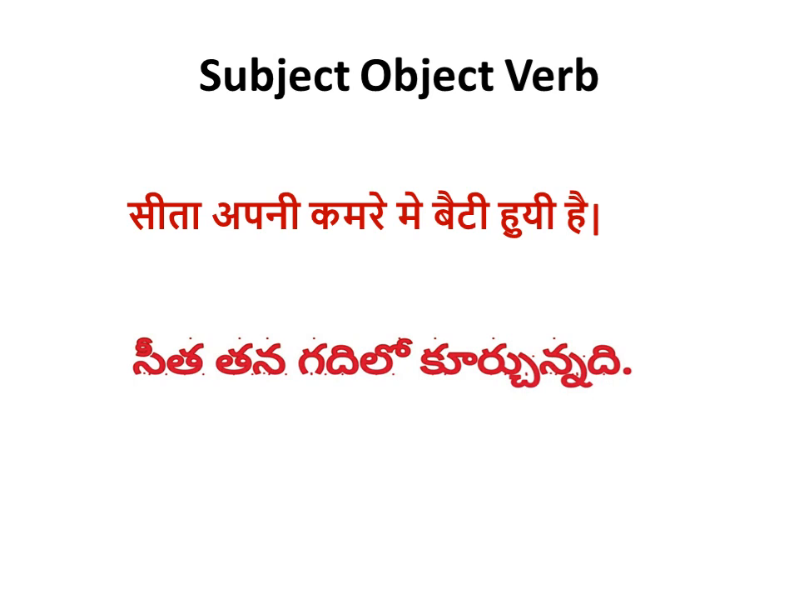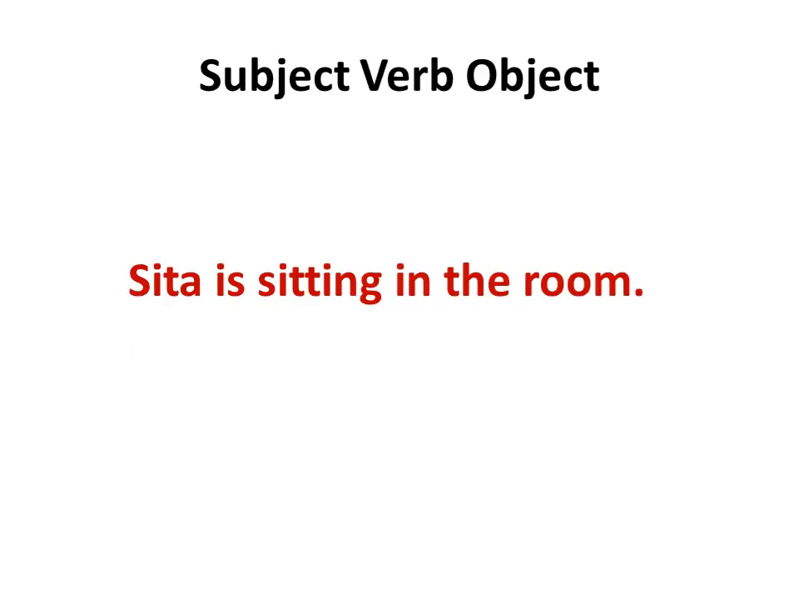Now, let's see the same sentence in English. Sita is sitting in the room. Here, you can see that Sita is the subject, room is the object, sitting is the verb. Here the verb is placed between the subject and the object. So that's the difference between some of the South Indian languages, Hindi and English.